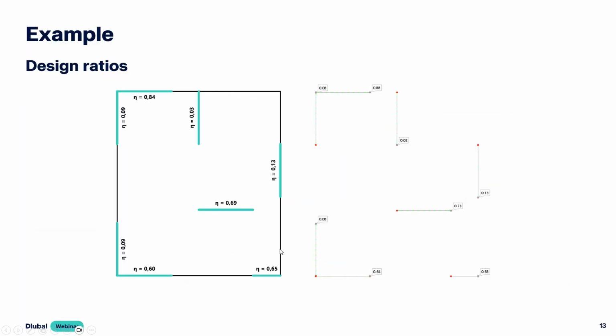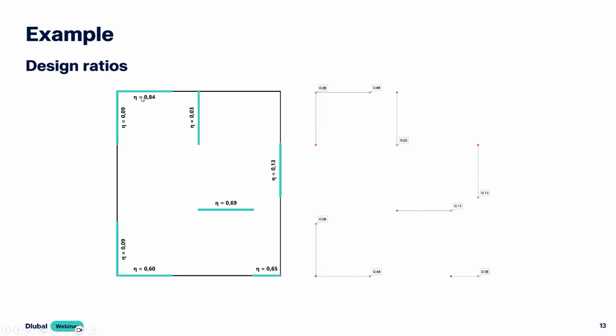So these are the results here on the left-hand side from the book. We compare the ratios: 84 by 88, 60 by 64, 65 by 58, nearly 70 by 73, 13 by 13. Of course, it's not perfectly the same numbers, but you see that in terms of the FEA approach, we get nearly the same results.